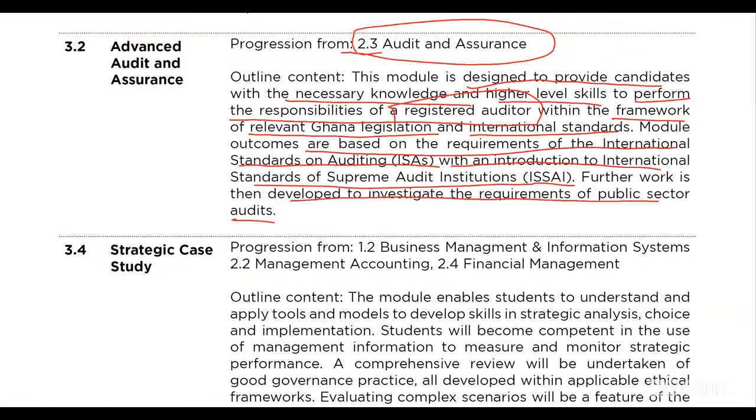Now, I want to make something clear, okay? If you want to pass advanced audit, all the things that you learned in corporate reporting will still become handy. Please, I hope what I said, you heard me. Yes, please. So all the things that you learned in corporate reporting, financial reporting will also become handy.